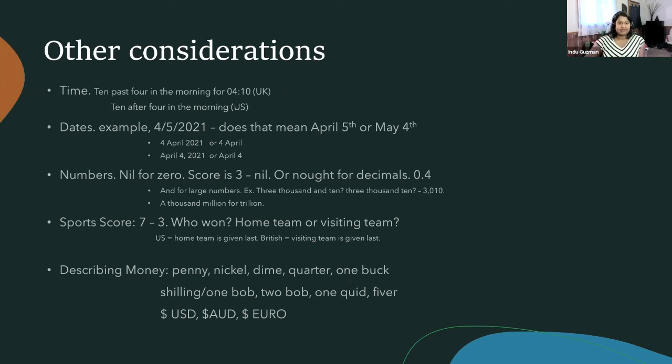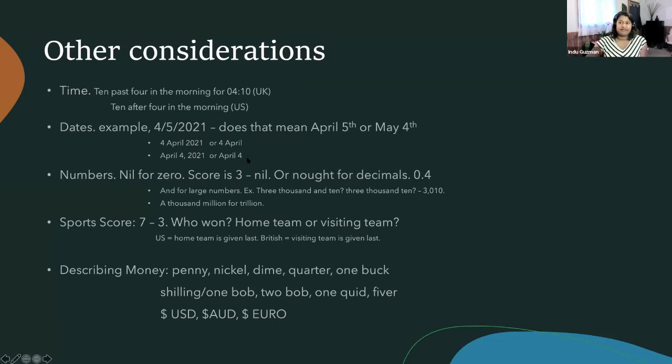Dates. When you see the date 4/5/2021, does that mean April 5th or May 4th? In the US, you put the month first, then the day, and then the year. In the UK, wait, did I say that? In the UK, it's the day, the month, and the year. It's just been that way. So if you want to clarify, you could write April 4, 2021, and you always want to put the comma before the year.